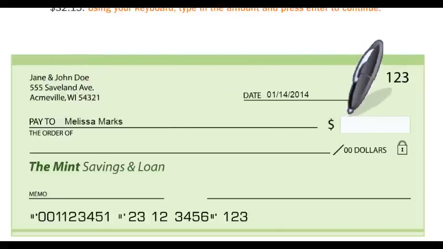Our third step is to write the amount of the check in numerals. So this is the amount of the check written numerically. You want to keep the numbers close to the dollar sign so that others cannot write in any additional numbers. So let's say our check is for $100.